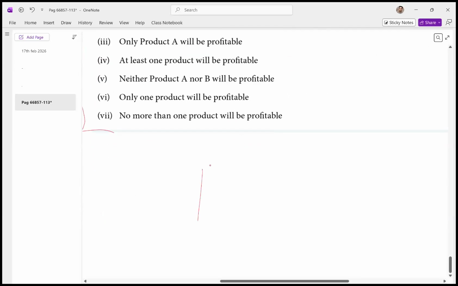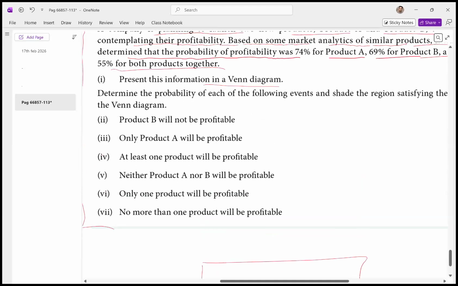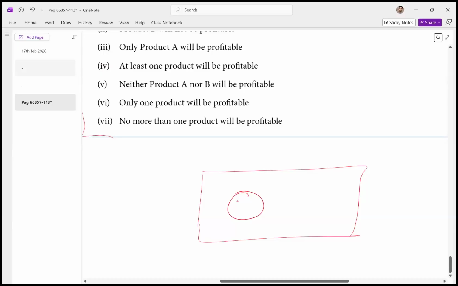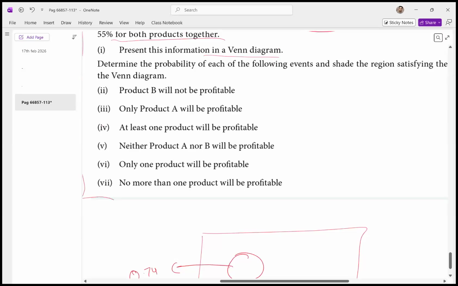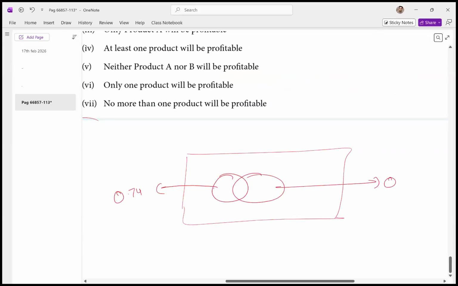So if I draw a Venn diagram, because this is a question on probability, please make sure your sum of the probabilities comes out to be equal to 1. And this product A is 74%, so I will draw the product A. This is 0.74, and product B is 69%, and there is an overlap between the two also. This is 0.69, and because there is an overlap between the two of them, this section is 0.55.